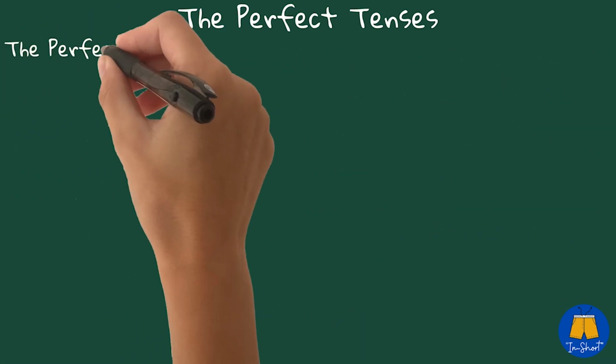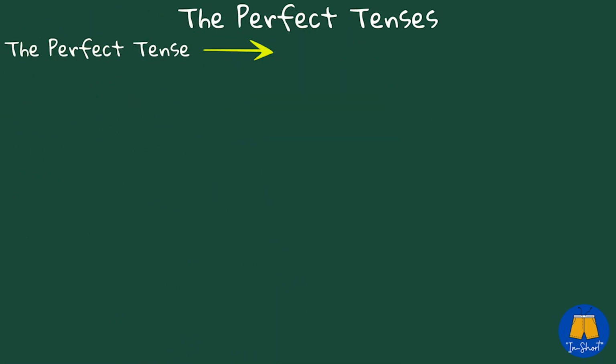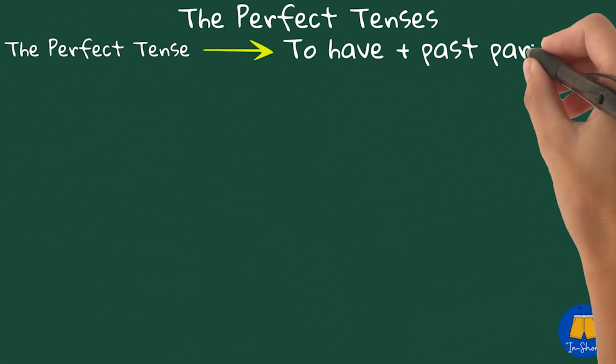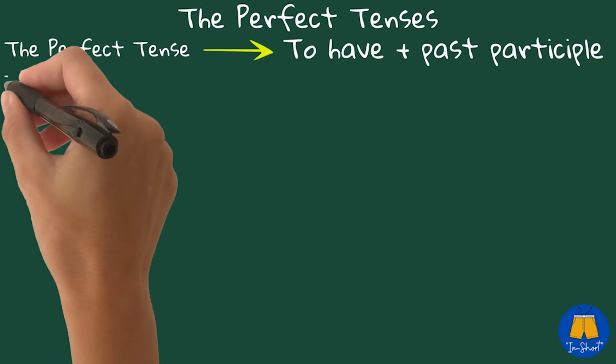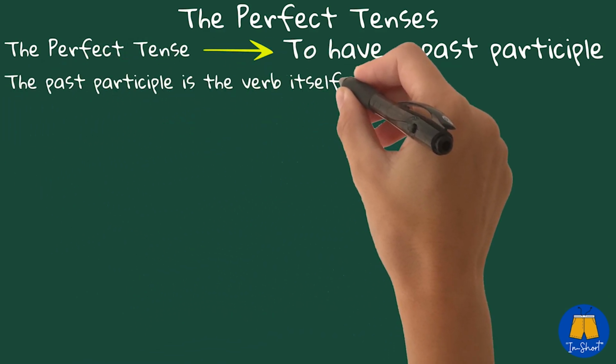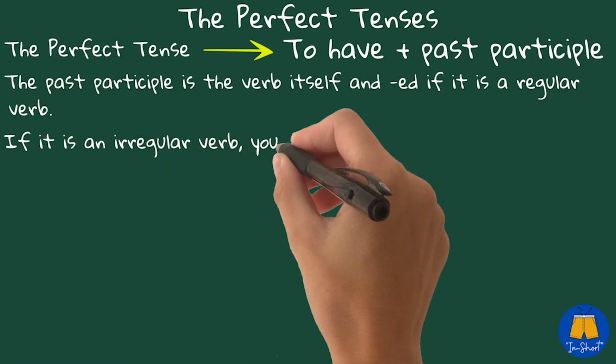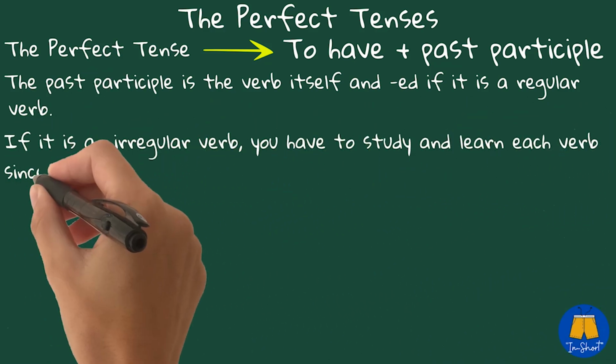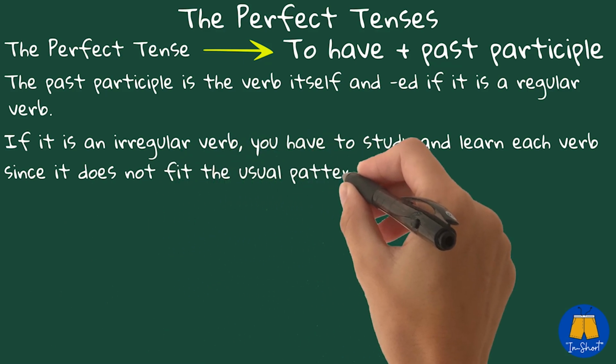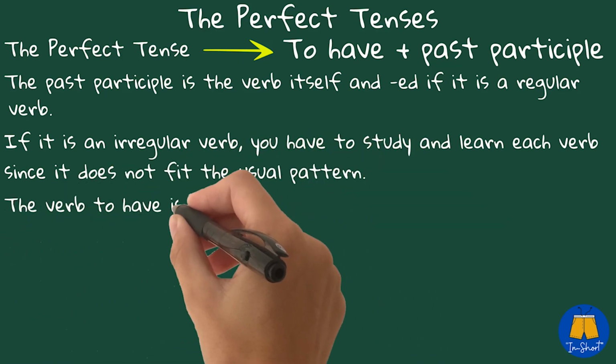Now, let us see how the perfect tense looks like. To have plus past participle. The past participle is the verb itself, and ed if it is a regular verb. If it is an irregular verb, you have to study and learn each verb since it does not fit the usual pattern. The verb to have is the one conjugated.